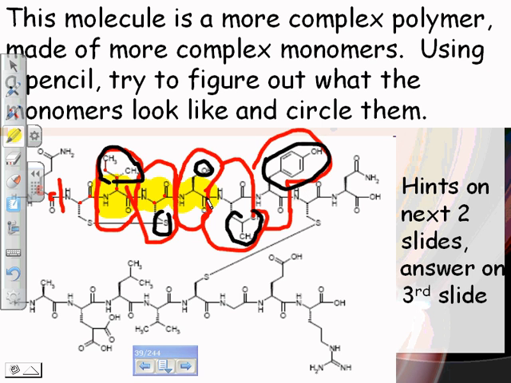Nitrogen, carbon, carbon with an O. So if you didn't see that right away when you were working on this, really no big deal. I want you to be able to see it now.